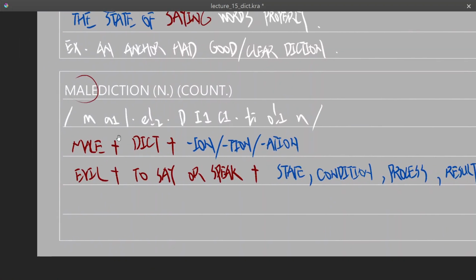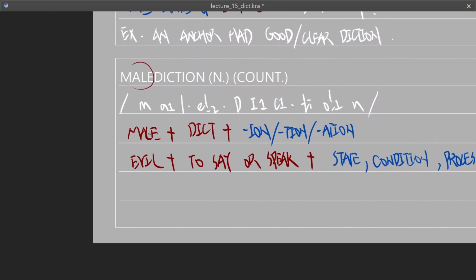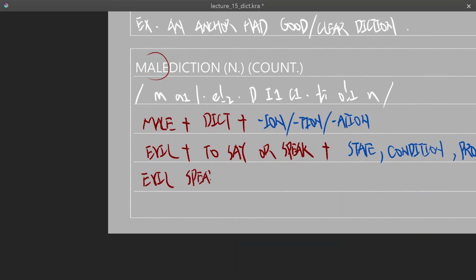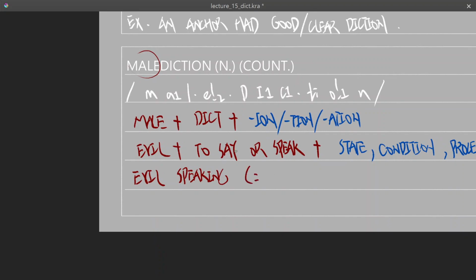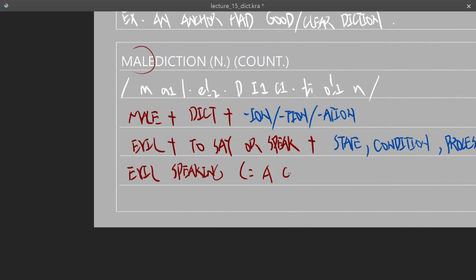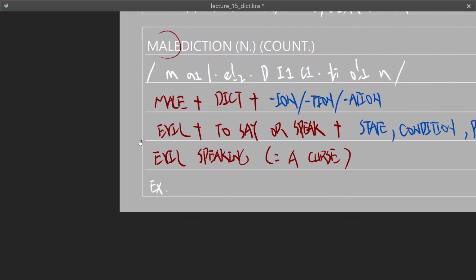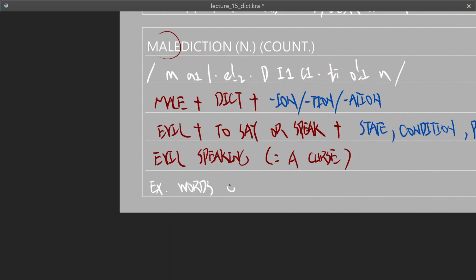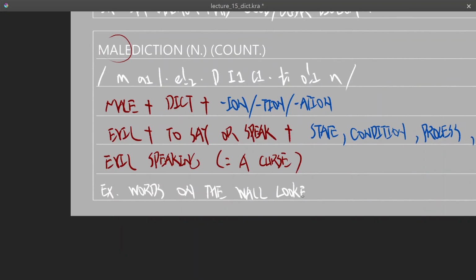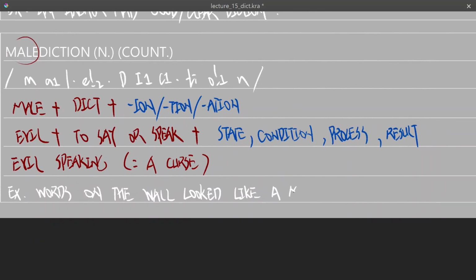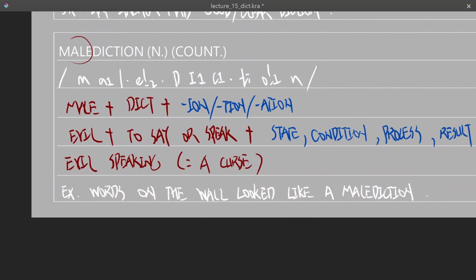Alright, so malediction literally means what? It means evil speaking. That's it. Evil speaking, or evil saying. This means a curse. So for example, let's say words on the wall look like a malediction. Alright, words on the wall look like a malediction.